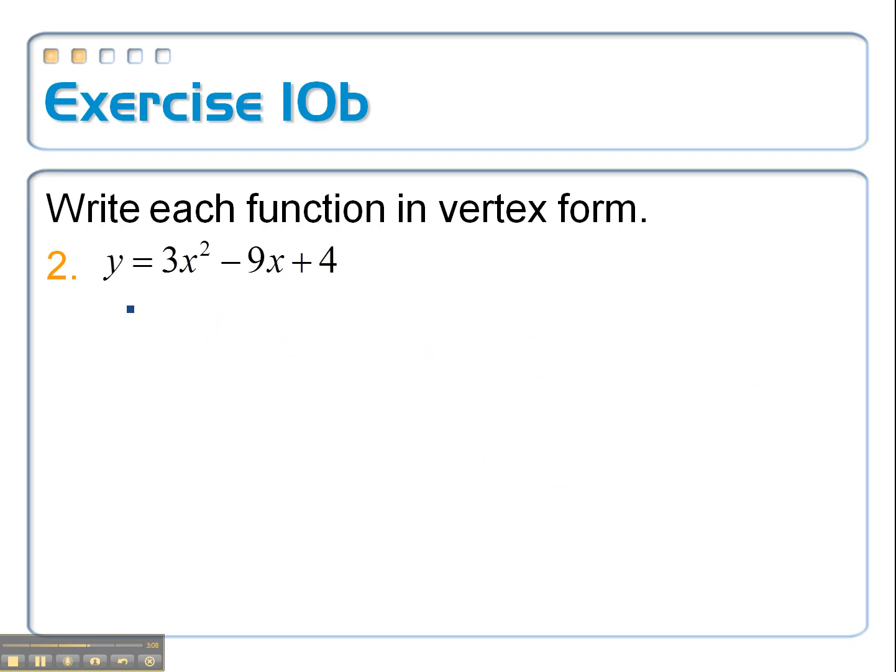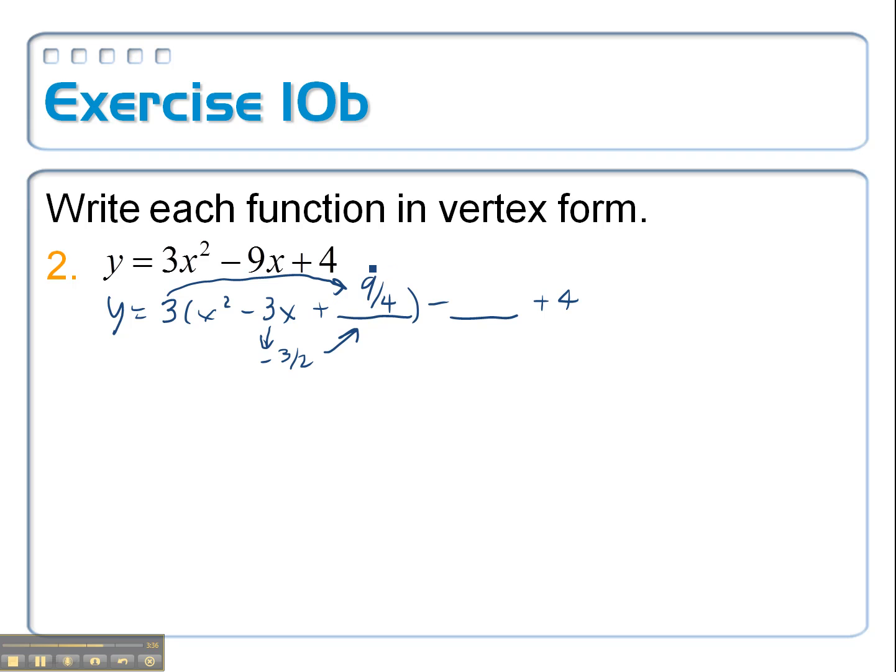Okay, so rewriting this in vertex form, y equals, pull out that 3, x squared minus 3x plus blank minus blank, and then my original constant at plus 4. Take half of the negative 3, is negative 3 halves. Square it, is 9/4. Just keep it as a fraction like that. And then I have to take into account this 3, just distribute it to that. So it's really as if I added 27/4. So I have to subtract 27/4 on the outside.